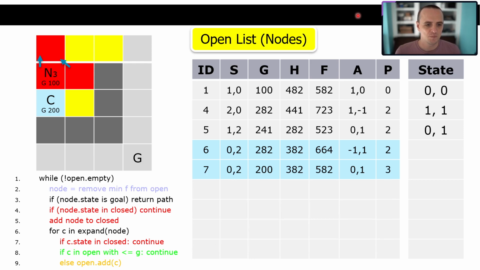The thing here is that we now have a case where we have two nodes in the open list, and one of them has a lower G cost. So it could be possible that a memory saving technique would be to just look through the open list and remove the one that has the higher G cost.